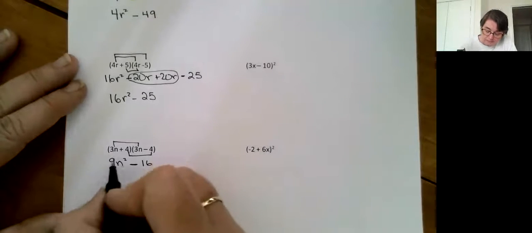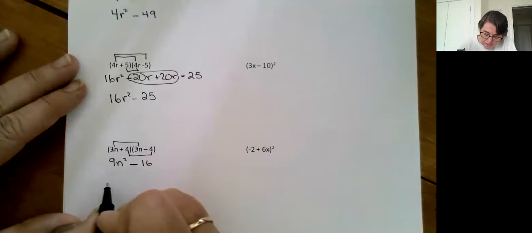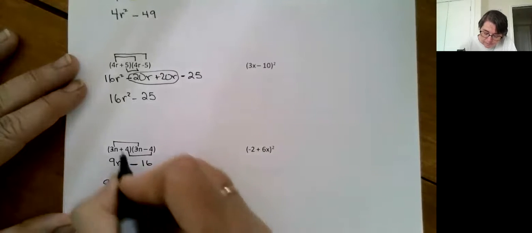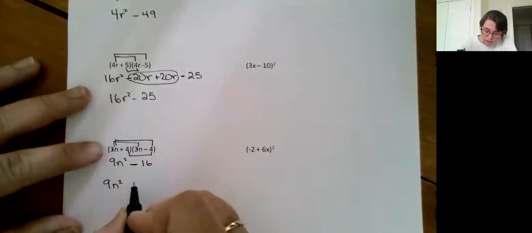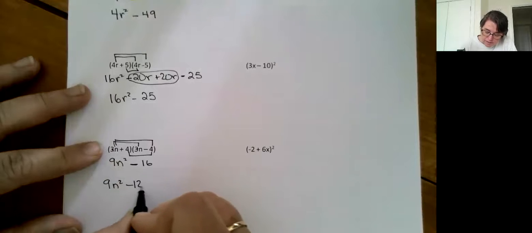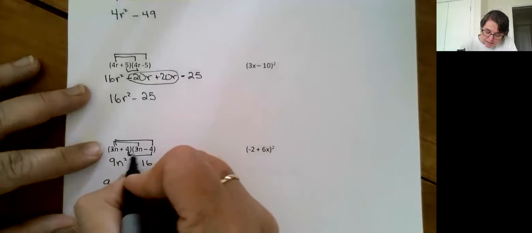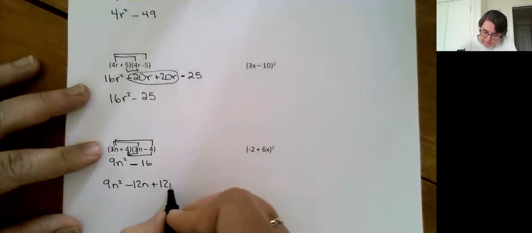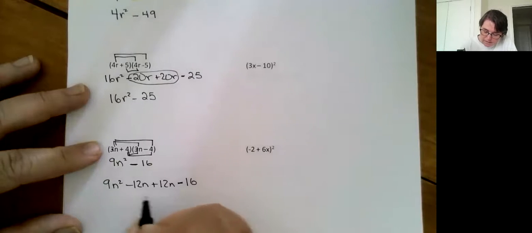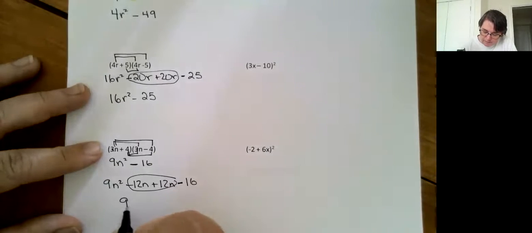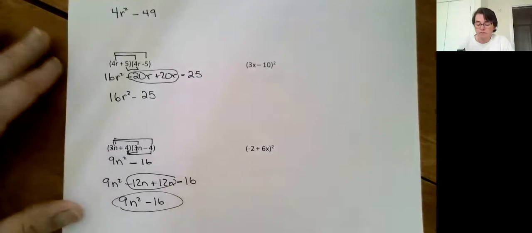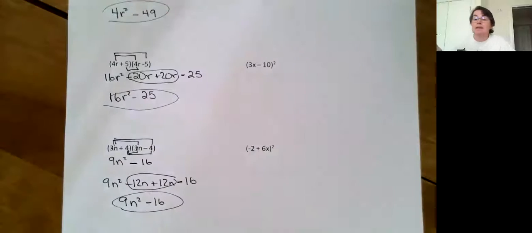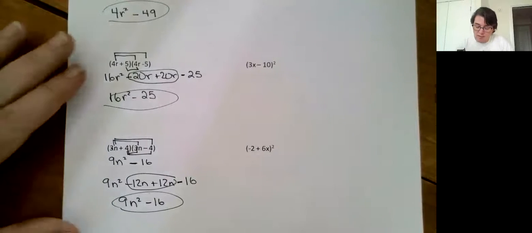Now, let's do it properly. 3n times 3n is 9n squared. 3n times minus 4 is, let's see, it's going to be minus 12n. And then we do the insides, plus 12n, minus 16. These ones disappear. 9n squared minus 16. Now, okay, I admit I got really excited about that. But it only, seriously, only works when you have that exact pattern.